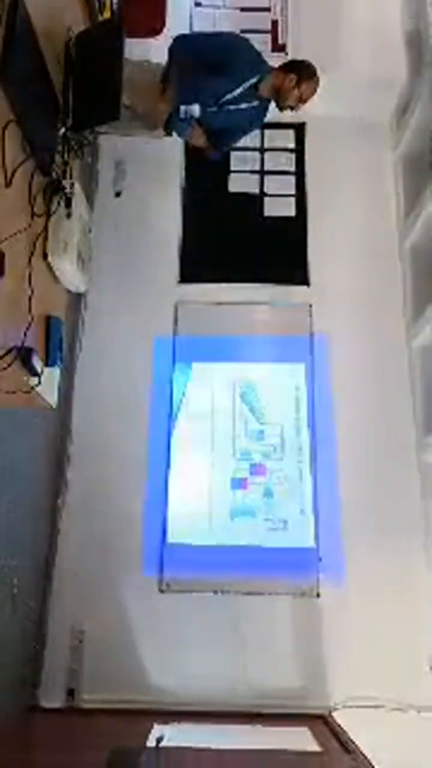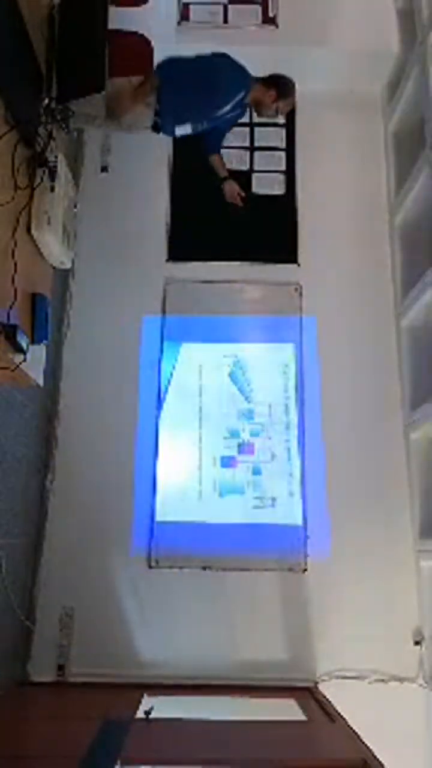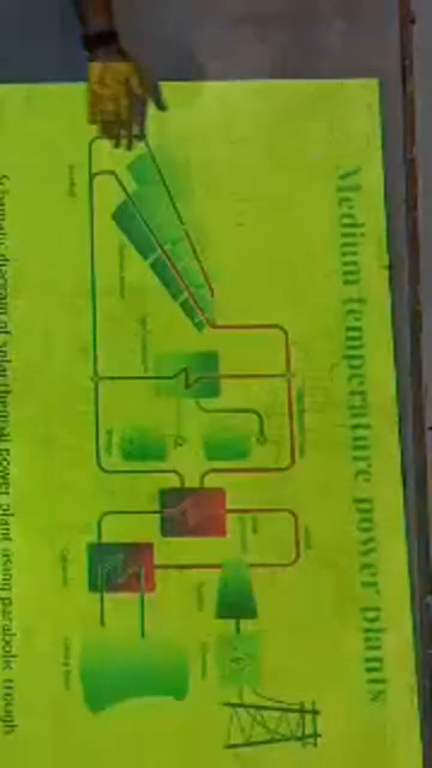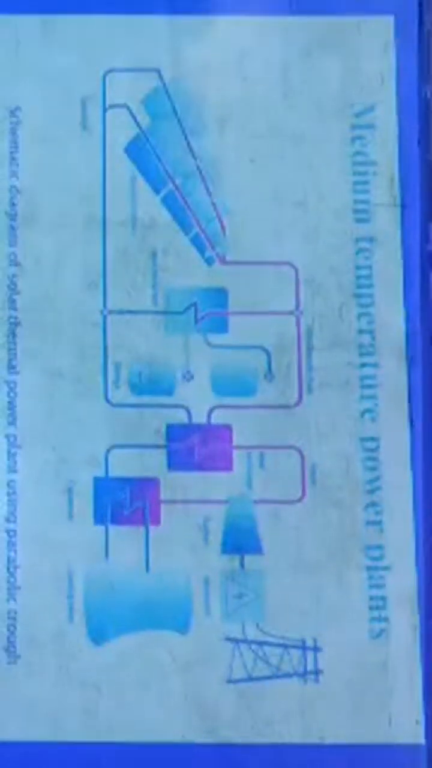The similar type of working will be here. The difference between the previous design and this design is that we use the parabolic concentrators so that the temperature can go up to 300 degrees. This is the important design.